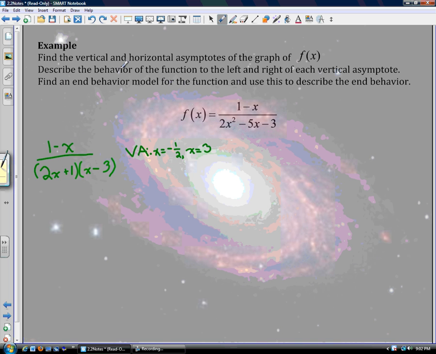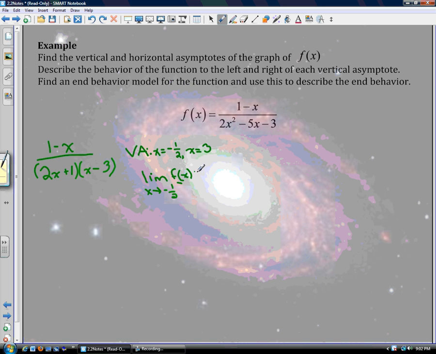Next it says, describe the behavior of the function to the left and to the right of each vertical asymptote. So I'm going to look at the limit of my function as I go to each of these. So I'm going to negative 1/2. I'm approaching it from the left.